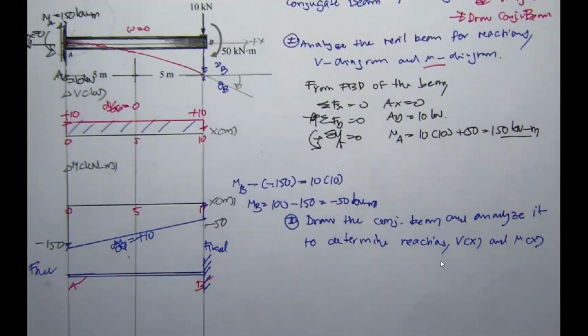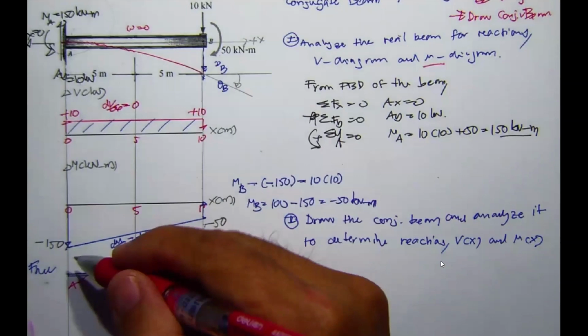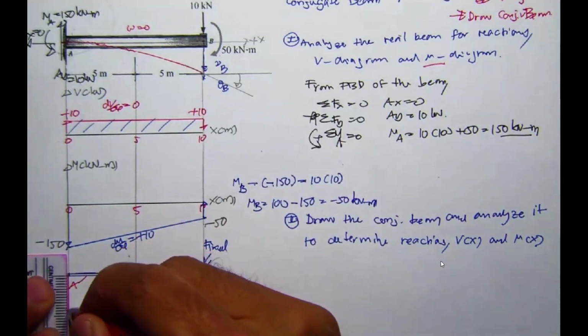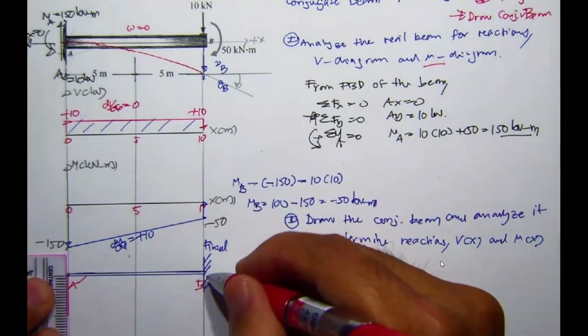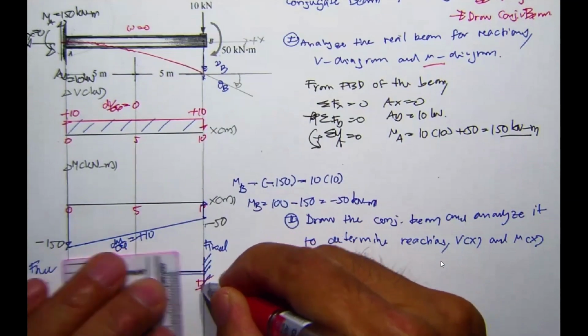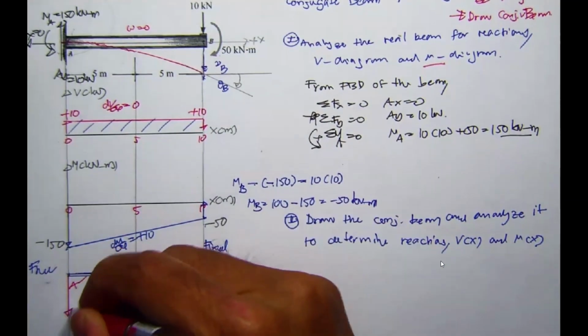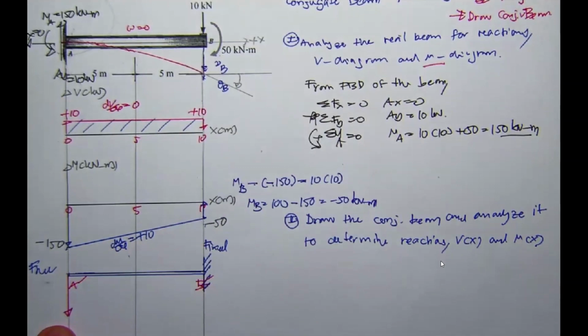The elastic weight is the same thing. Take this one, 150, and this is going to be 50, and I should say M over EI.